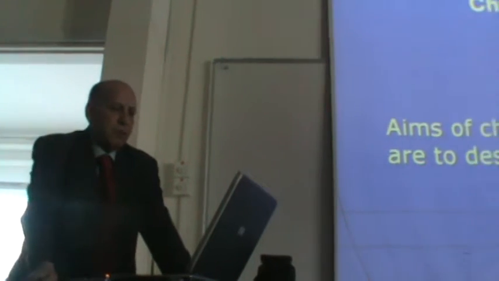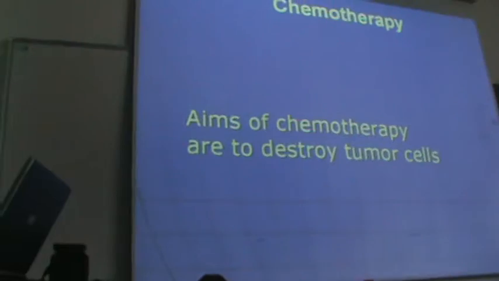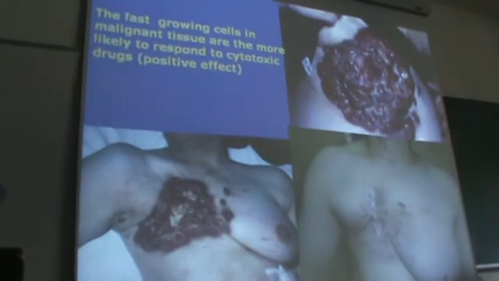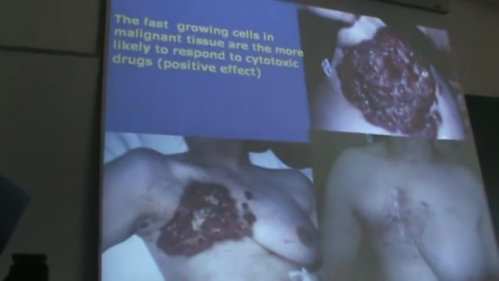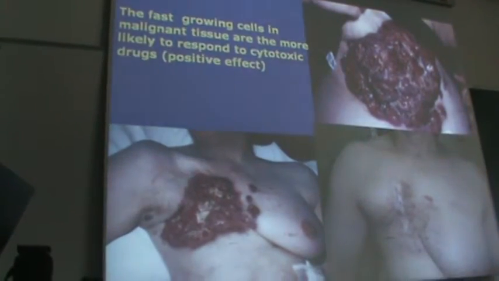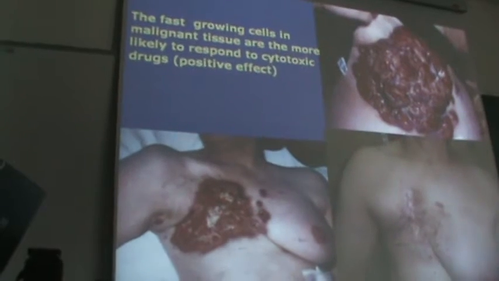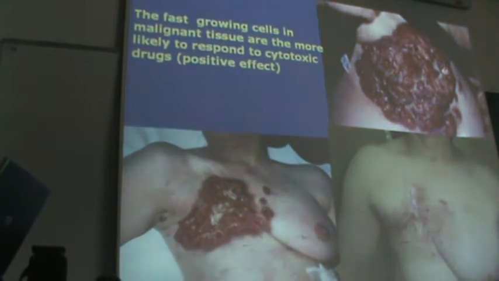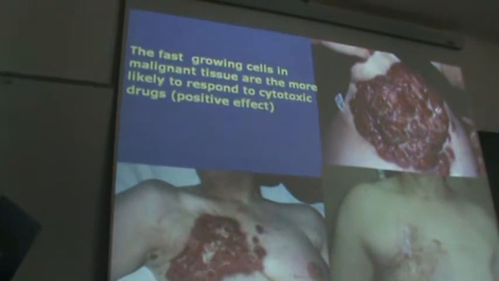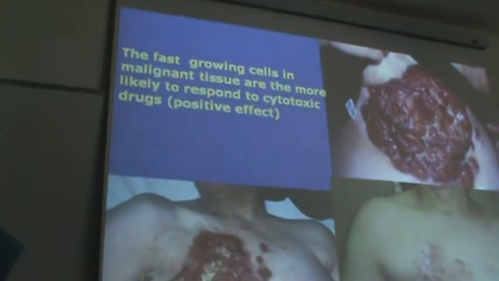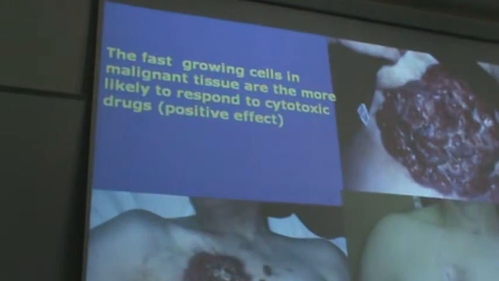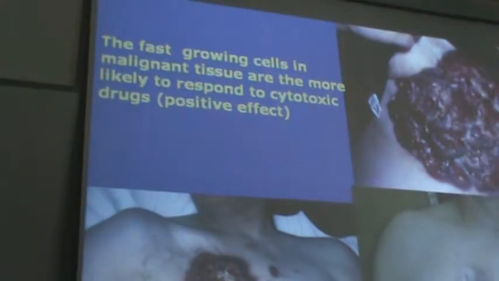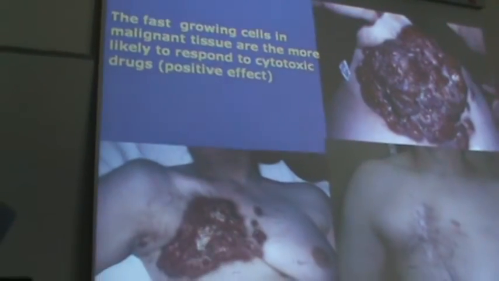The main aim of using chemotherapy is to kill tumor cells. As you see, this patient has a very advanced breast cancer, but it is poorly differentiated and rapidly growing. When the tumor is rapidly growing, it is a good target for chemotherapy. We cannot do surgery in this patient because the tumor is quite big and the axillary lymph nodes are quite big, so we started with chemotherapy first.